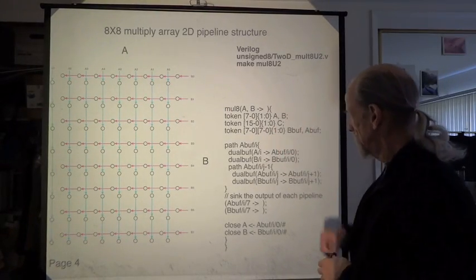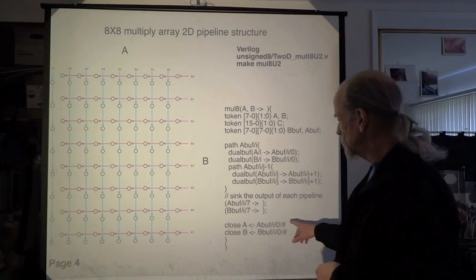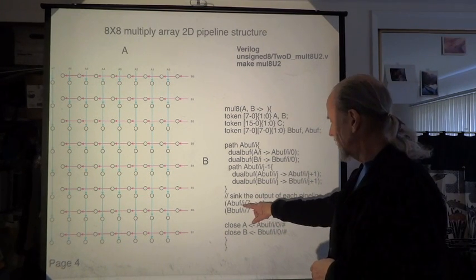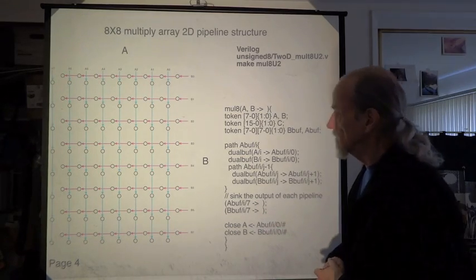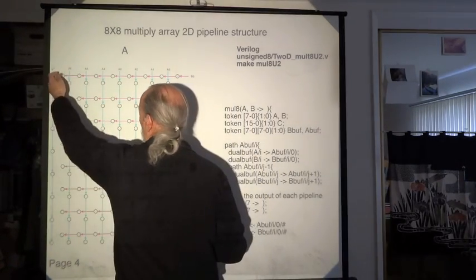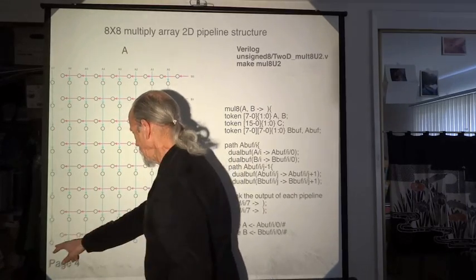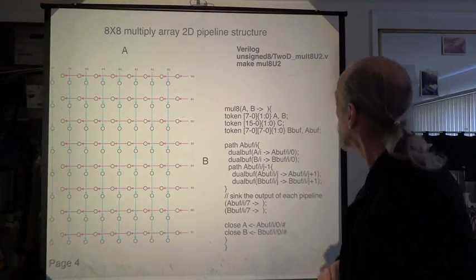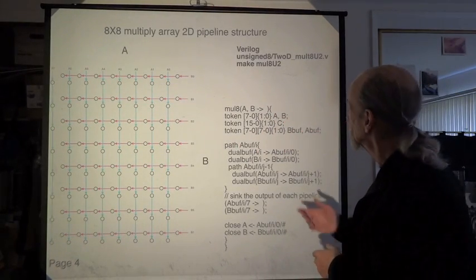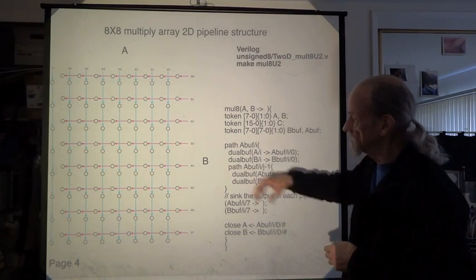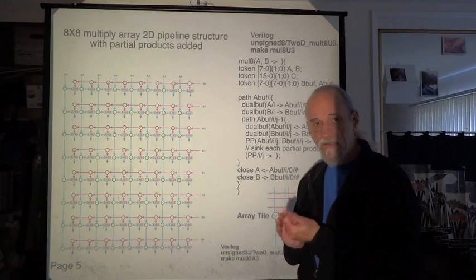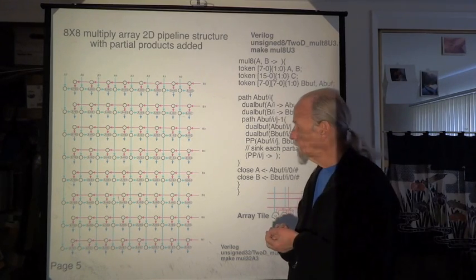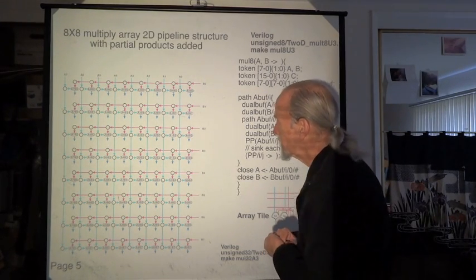This is the flow specification, and you'll notice that at the end of each pipeline, A pipeline and B pipeline, we sync them. So the end of each pipeline is sunk here, and the end of each pipeline is sunk here. We're going to do this in stages, and this is a simulation that simulates this first stage of pipelining the individual digits.